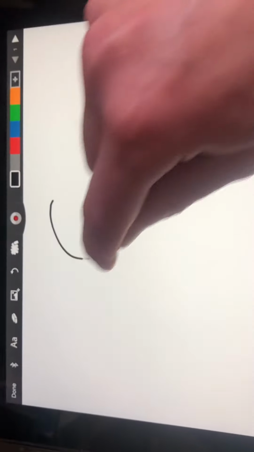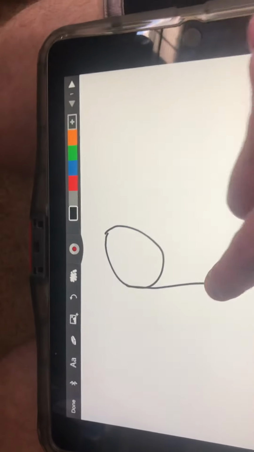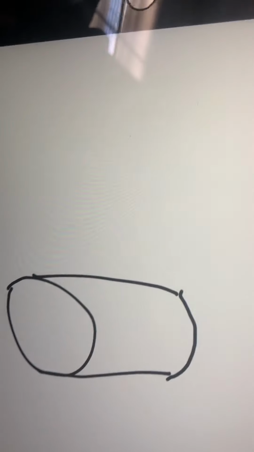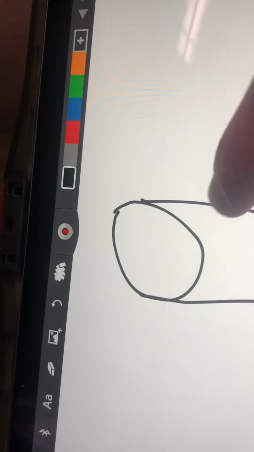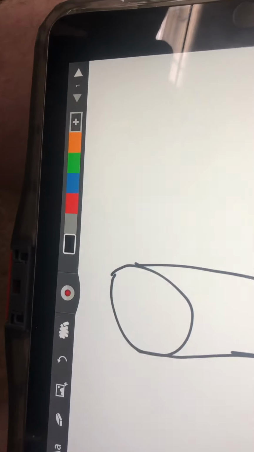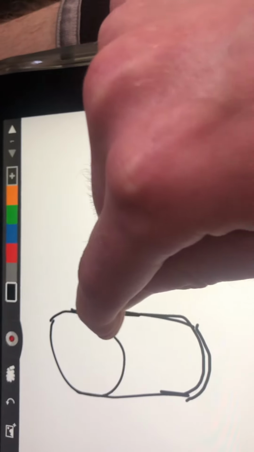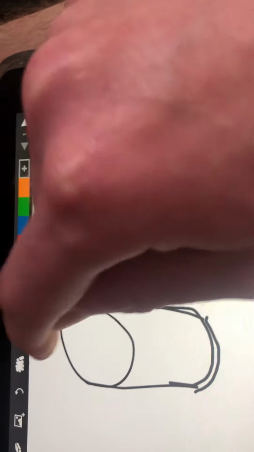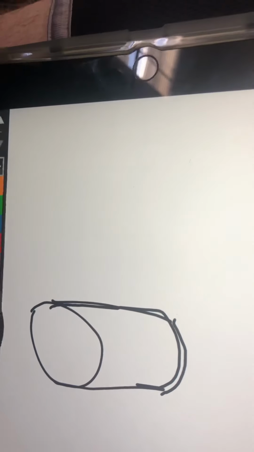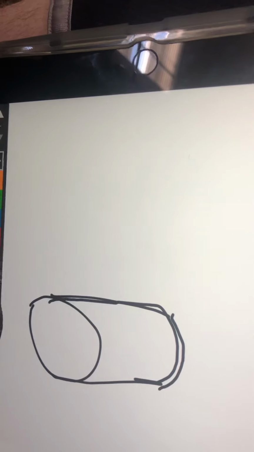I'll do my best to draw a can. Okay. Now there's nowhere on here where there's corners. See how it's curving there? It's straight here, but then when it meets there, it curves. So there's no vertices on a can or a cylinder.